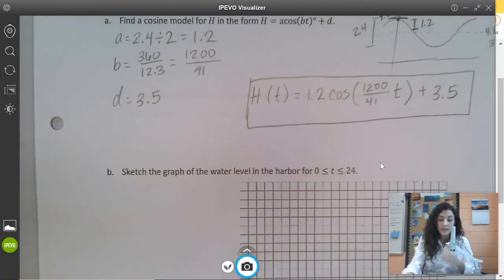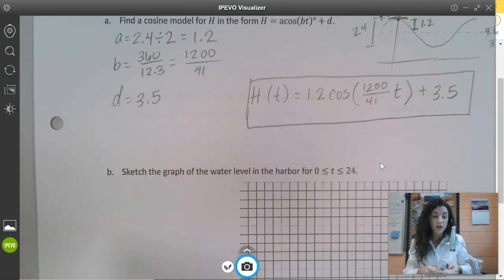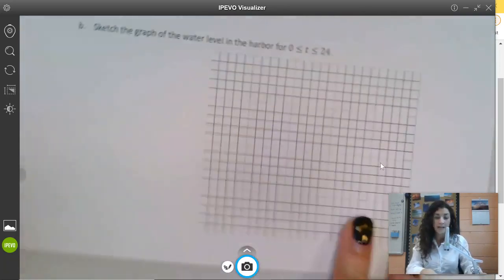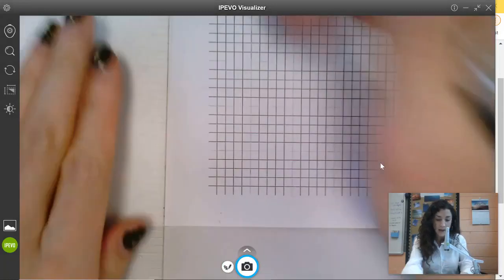If we're talking about depth of water in a harbor as a function of time, time won't be negative, right? So our y-axis can be fully over to the side because we won't have any negative x values. So I will draw in my y-axis to the side.